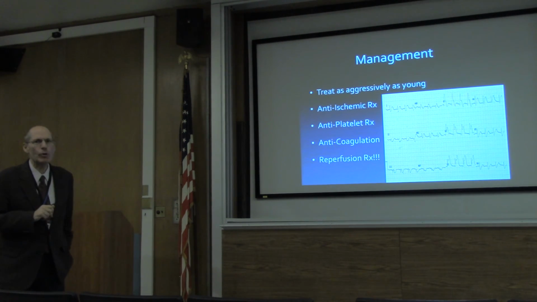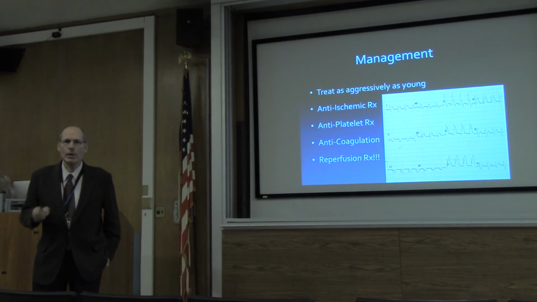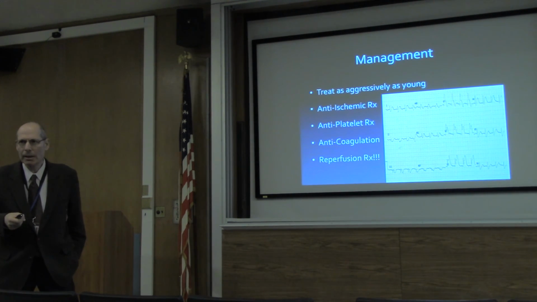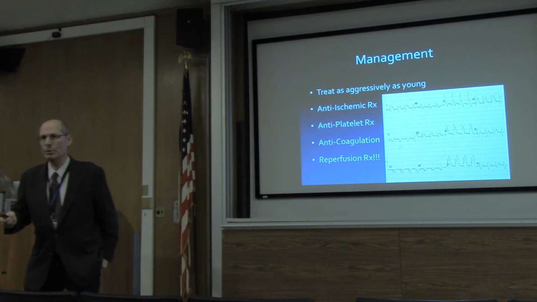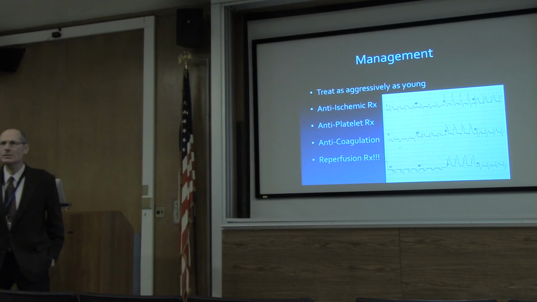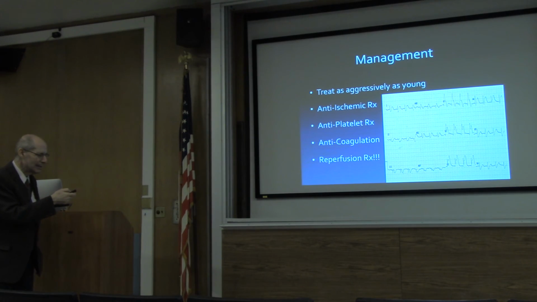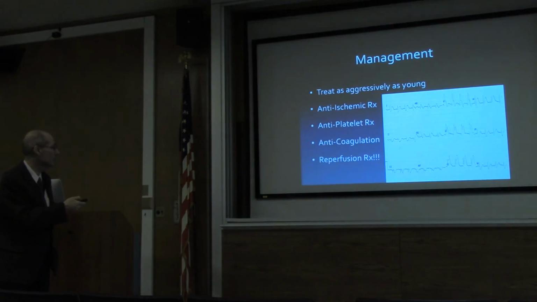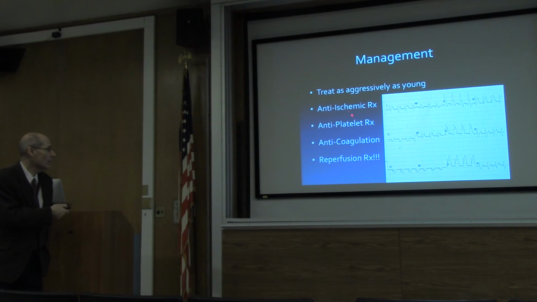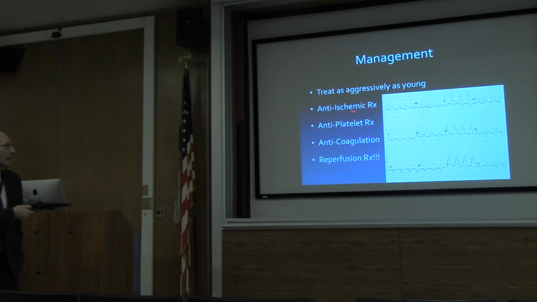Management. Treat as aggressively as you would young people, because even though they may more likely have side effects, their prognosis, if you're not aggressive, is worse. So it's a trade-off. It's always risk-benefit with everything. Okay? And what is your management going to consist of? Well, you're going to use anti-ischemic RX, right? Like if they're having pain, nitro, antiplatelets, aspirin, and if you're really impressed, Plavix, or one of the other antiplatelets, anticoagulation, right? Either heparin or Lovenox.